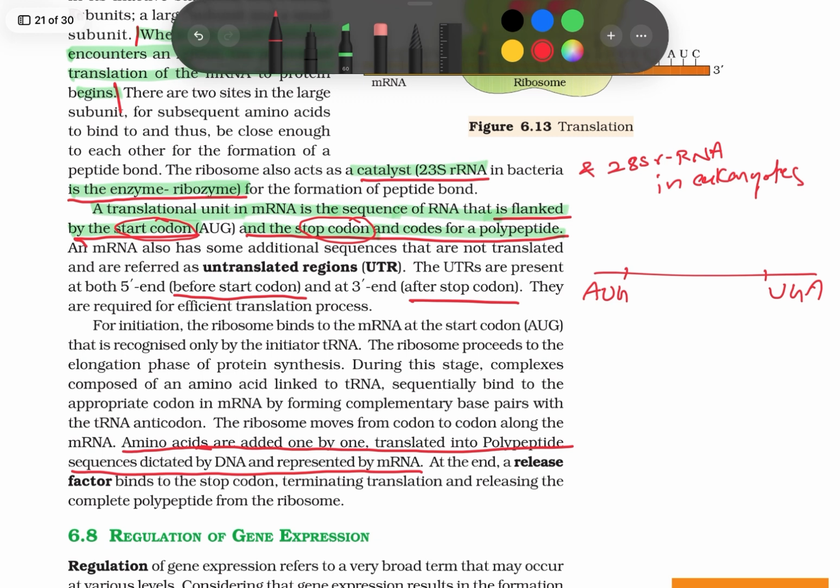And what is the location of UTR regions? You know already. UTRs are the regions on mRNA which are not translated but they stabilize the structure of mRNA and are required for efficient translation. These are present before the start codon and after the stop codon. Don't get confused. Saying after the stop codon, before the start codon is wrong. Here it is before the start codon, after the stop codon. These are UTR regions.